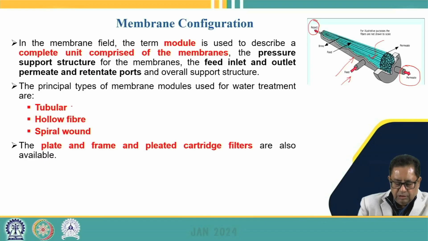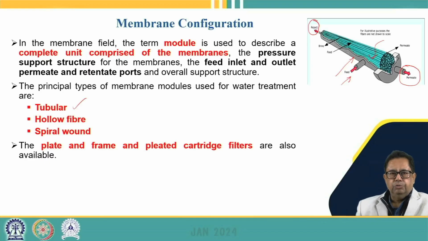So this may contain membranes like tubular membranes, hollow fiber membranes, or spiral wound membranes. The plate and frame as well as the pleated cartridge filters are also available, and they may also be housed in a certain module.